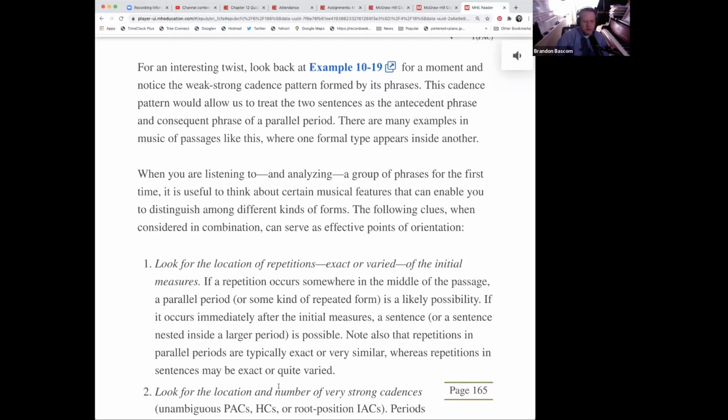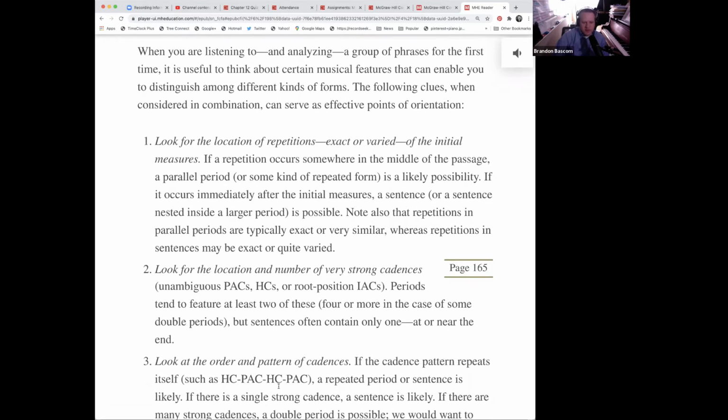Number 2, look for the location and number of very strong cadences, unambiguous PACs and half cadences or root position IACs. Periods tend to feature at least 2 of these, 4 or more in the case of some double periods, but sentences often contain only 1, at or near the end. That is true.